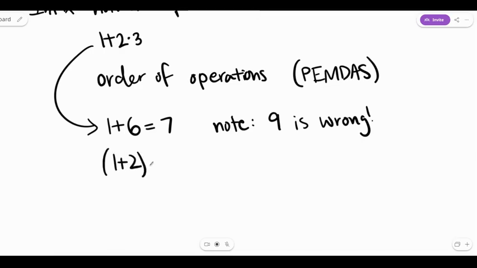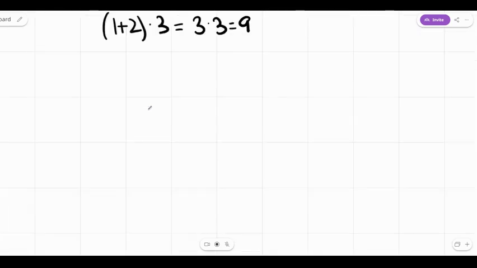But what about this? (1 + 2) * 3. Clearly, you have to do the parentheses first. So in this case, 9 would be the correct answer. So this is a basic example of infix.